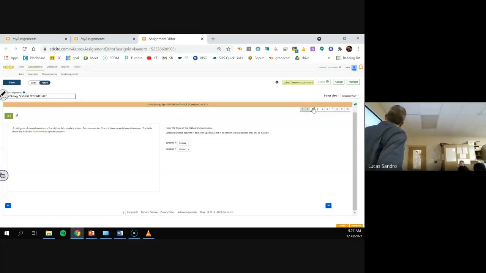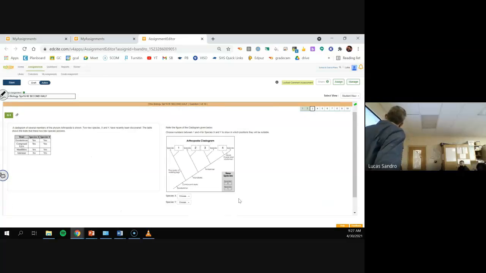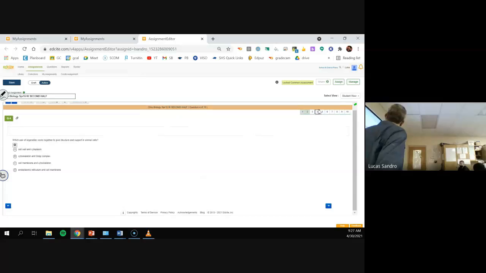Number 3, everybody nailed, which I was impressed with. That's not the easiest thing, this cladogram. But yeah, you did it, so good job. Number 4.